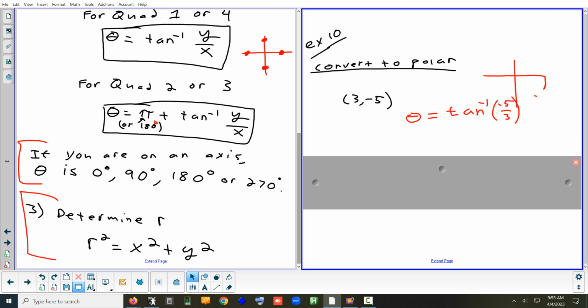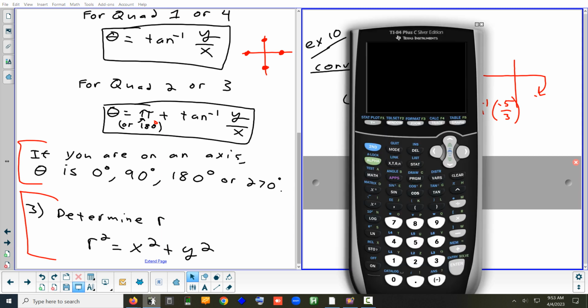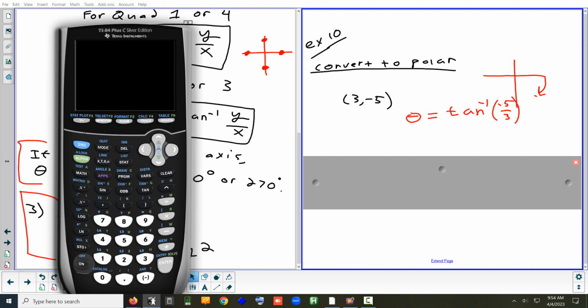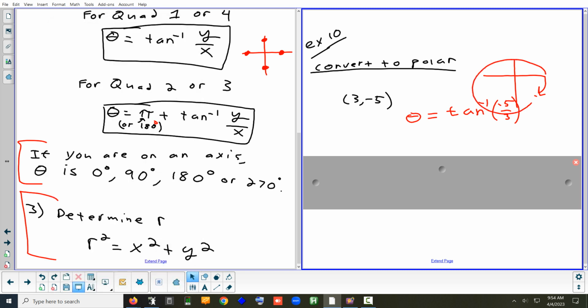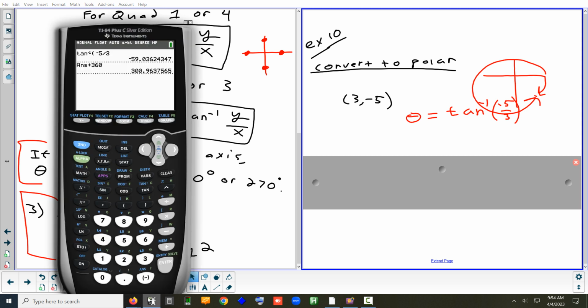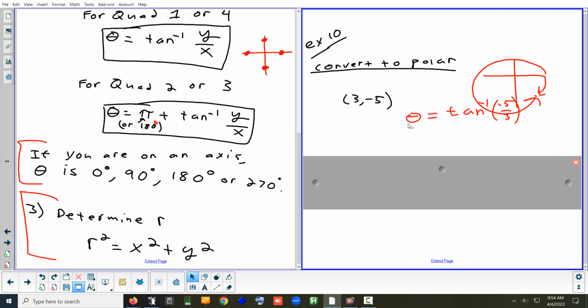And what it's going to do is it's going to give me an angle that goes clockwise. What kind of angle do we get when we rotate clockwise? Negative. And that's okay. It's going to give me a negative angle. Gives me -59. We talked about there's 4 different ways to write it. If I don't like -59, fine. Add 360 to it and go the other way. It's 300.96.